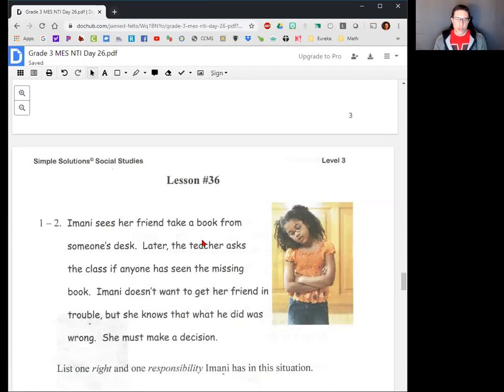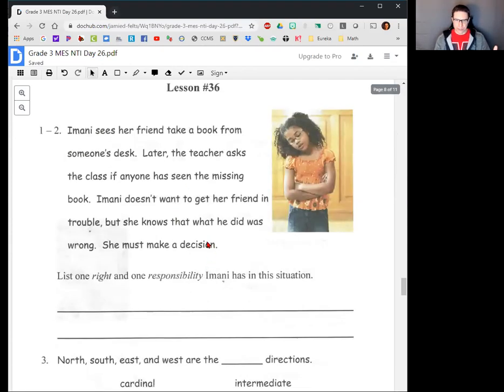Then we've got a few pages on social studies, lesson 36 here. This was an interesting little question it asked. It has a young lady named Imani, and a friend takes her book, and then the teacher asks about that later, and it's asking, list 1 right and then 1 responsibility that Imani has in this situation. Well, she has the right not to speak up, but what is her responsibility? What should she do? And so you put that into your own words here, of the right she has, but the responsibility that she has that she should do.